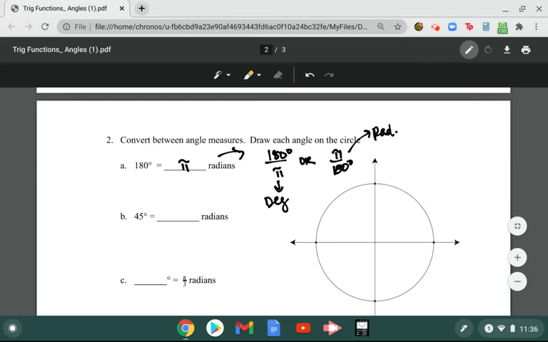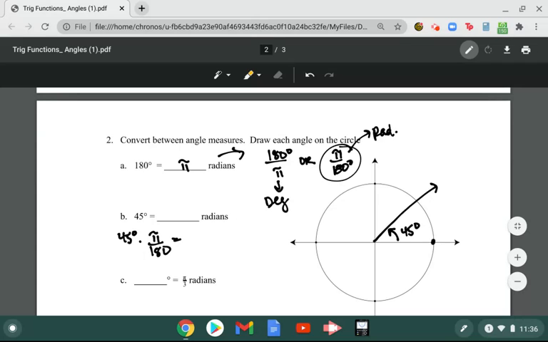Okay, let's go ahead and do 45 degrees. For 45 degrees, I'm always starting at the positive x-axis. If I travel 45 degrees, then I've traveled here. This is 45 degrees. To find that in radians, I'm going to go ahead and take 45 degrees, and I'm going to multiply it by the conversion factor I want to end in radians. So I'm going to multiply it by this one, pi over 180.